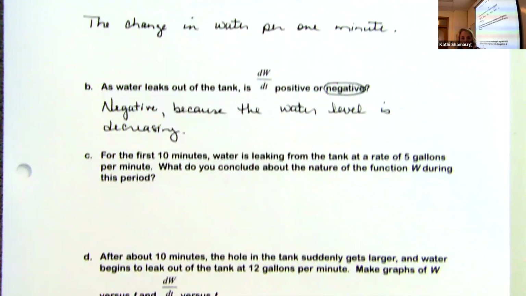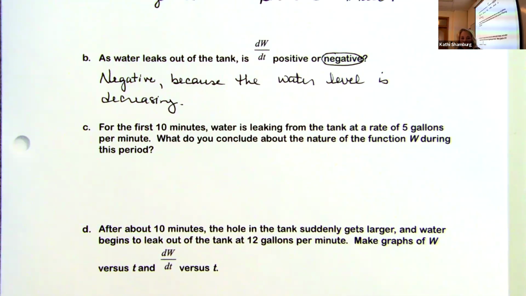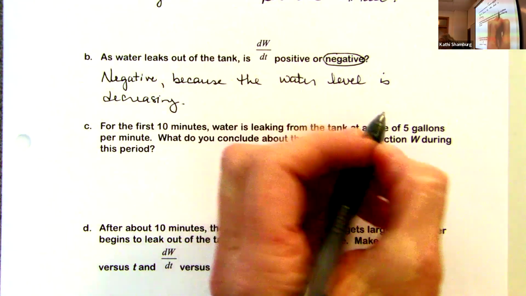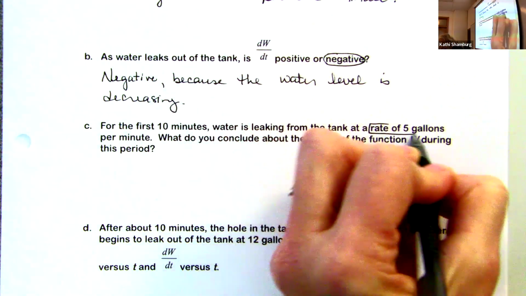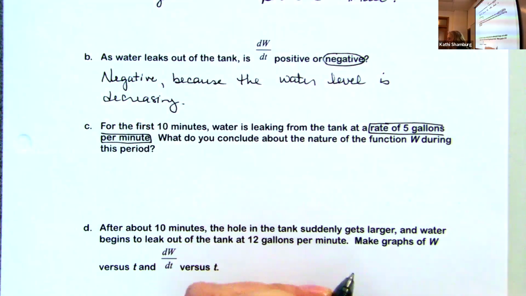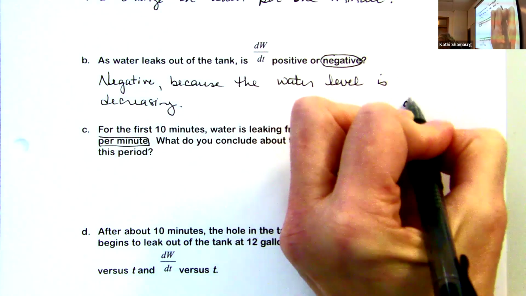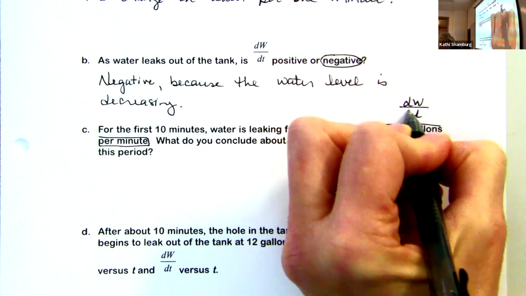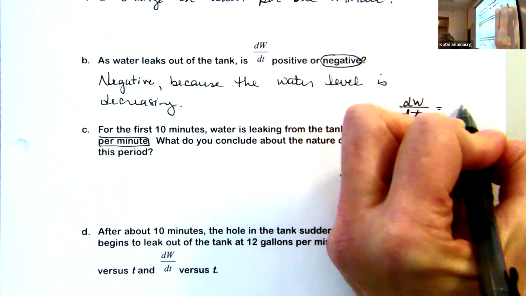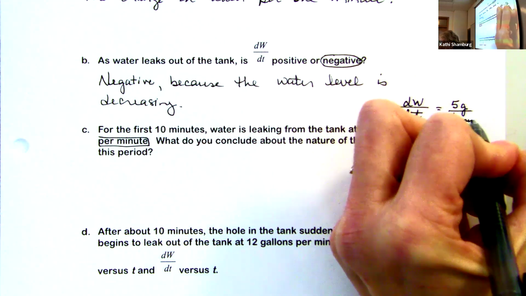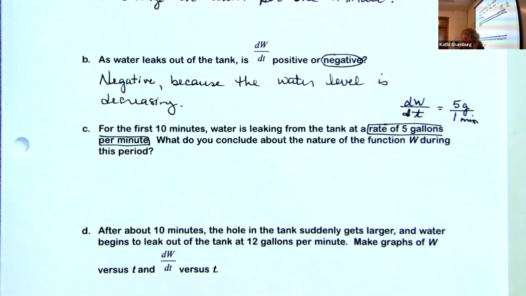All right, for the first 10 minutes, the water is leaking from the tank at a rate of 5 gallons per 1 minute. So the change in water per 1 minute, I'll do dW/dT, is 5 gallons per 1 minute. Isn't that how we would write that?